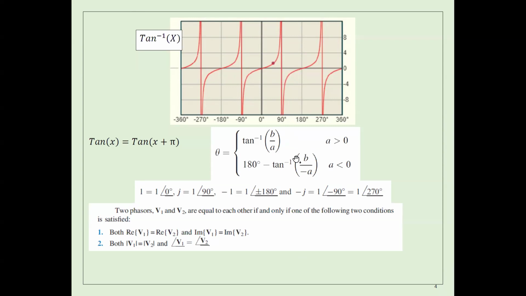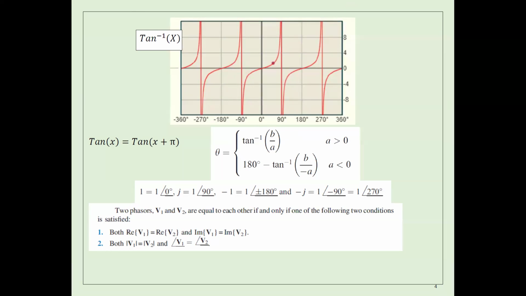Number one, look at A. If A is positive, regardless of what B is, just use this one. You can use the calculator to calculate this one. Again, if A is positive, B can be positive or negative, it doesn't matter. If A is positive, just use the calculator to calculate this one, and you are okay.